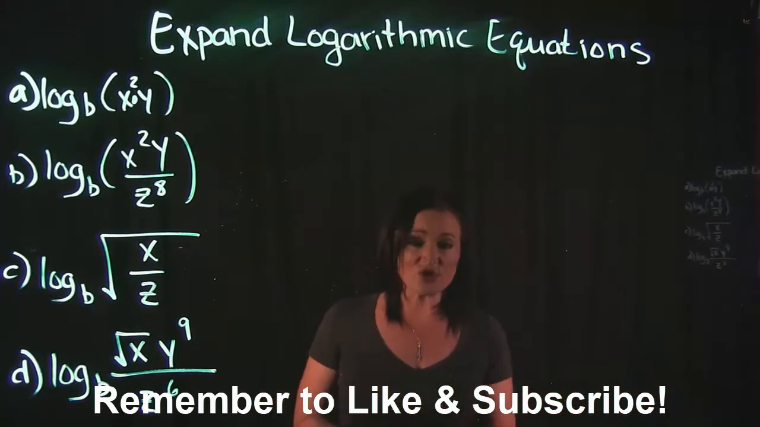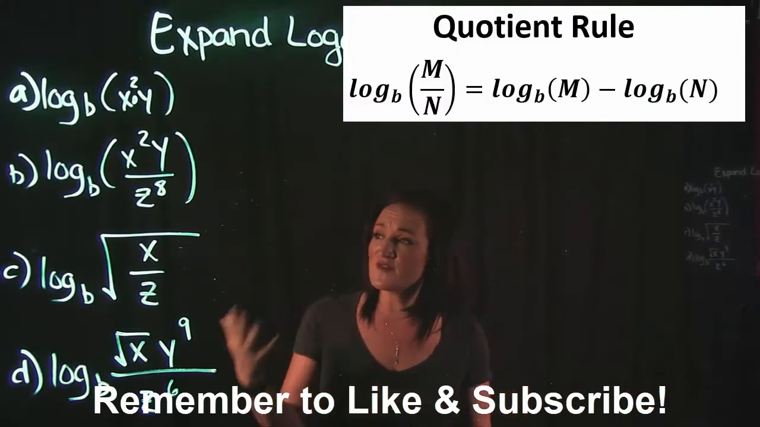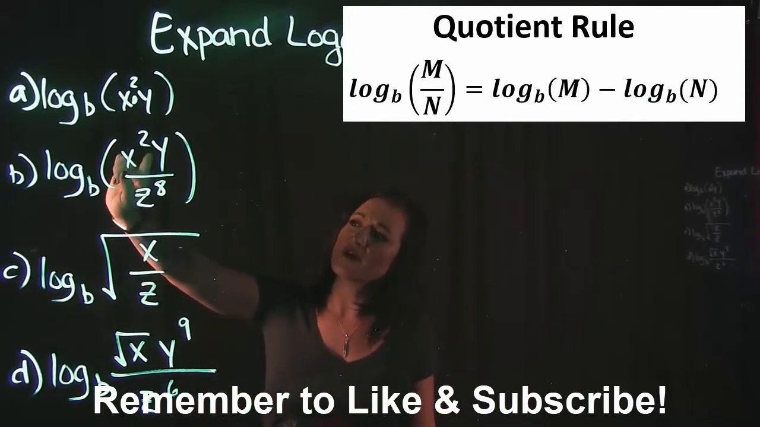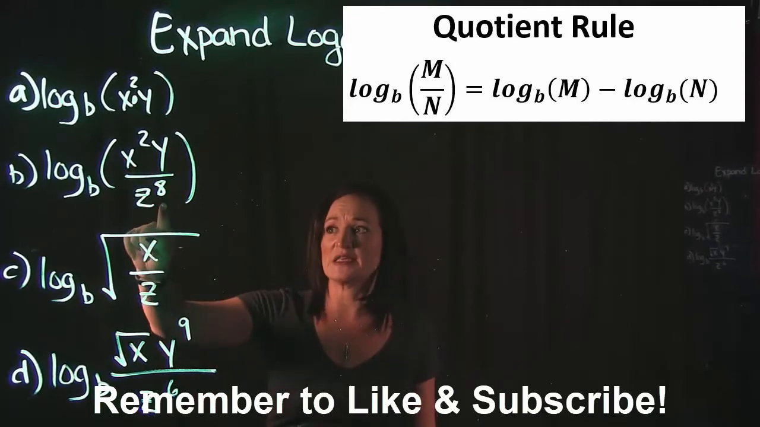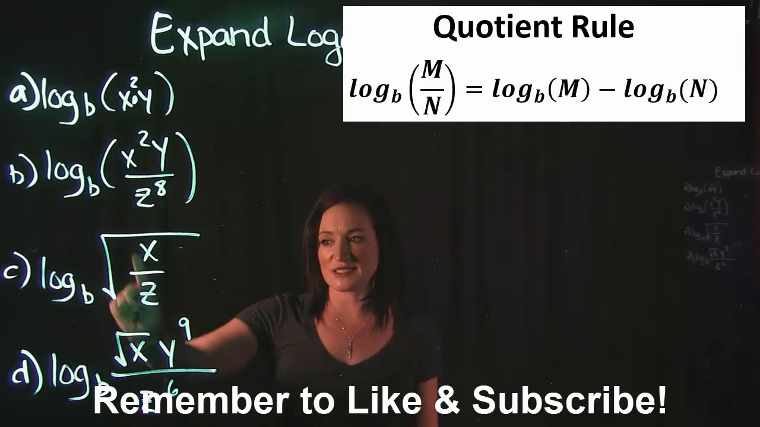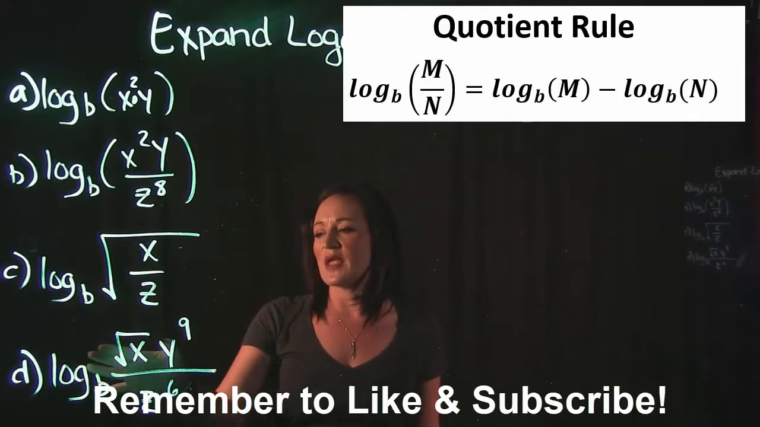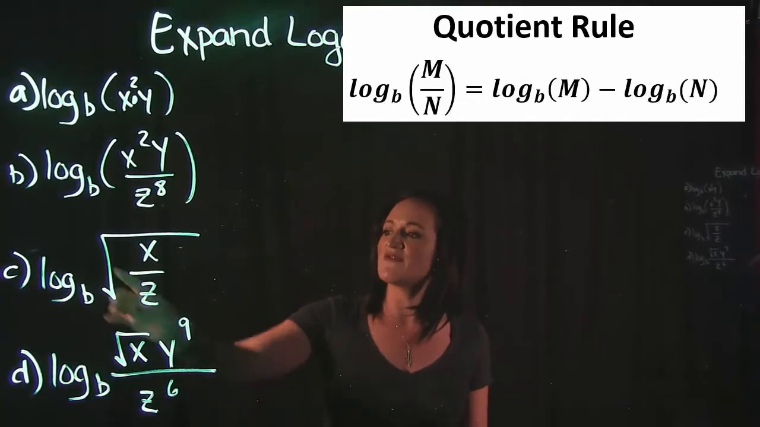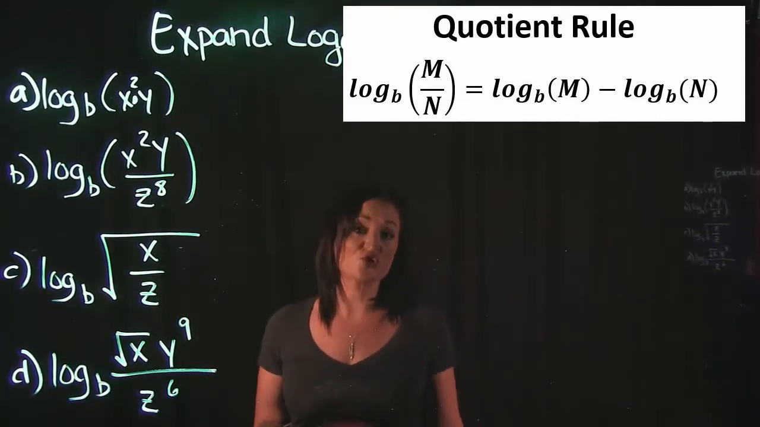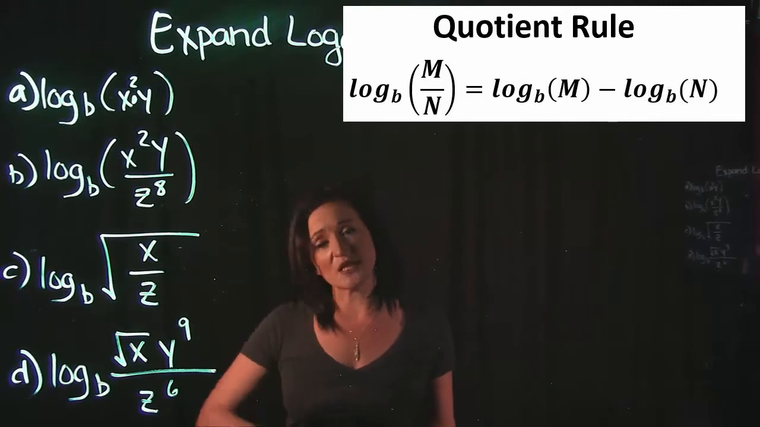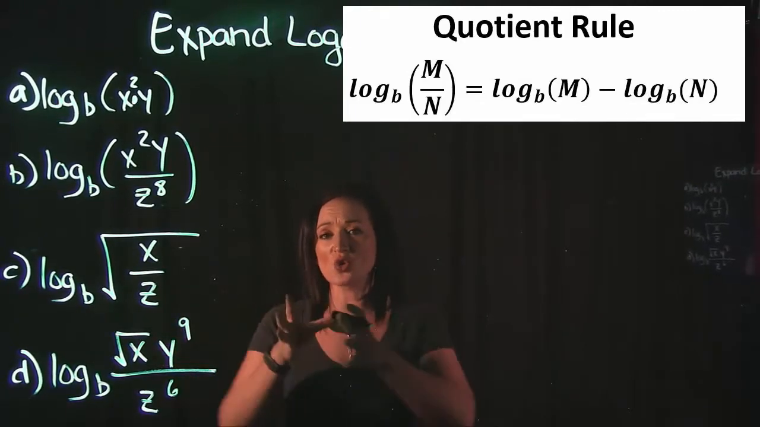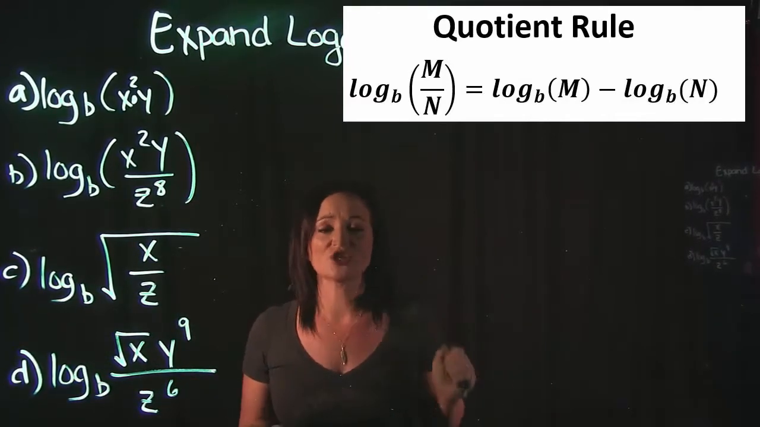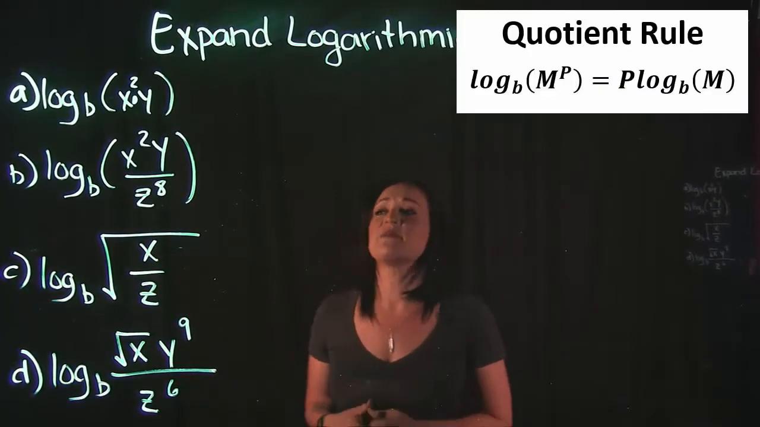Okay. The quotient rule for logs says that if you have a division in your expression, like we do for examples b, c, and d, we have x squared times y divided by z to the 8th. We have this x divided by z, and then we have this whole numerator here divided by the z to the 6th. So when you have a division, that pertains to the quotient rule. And the quotient rule says to take that division and you're going to expand it out, separating the logs using a subtraction symbol. The last one is the power rule.